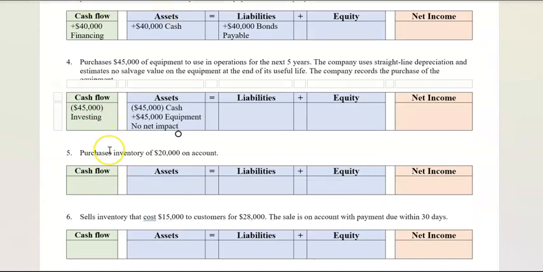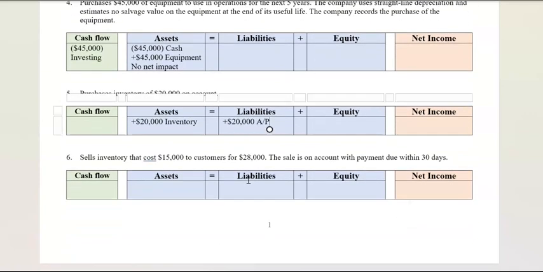Transaction 5, the company purchases inventory of $20,000 on account. Well, if it's on account, then obviously the statement of cash flows is not affected. We get one asset, inventory, so assets go up $20,000. The specific account is inventory. And this was on account, we have to pay for this sometime in the future. So liabilities are going to increase by $20,000, and the specific liability is accounts payable. No impact to equity, no impact to net income.